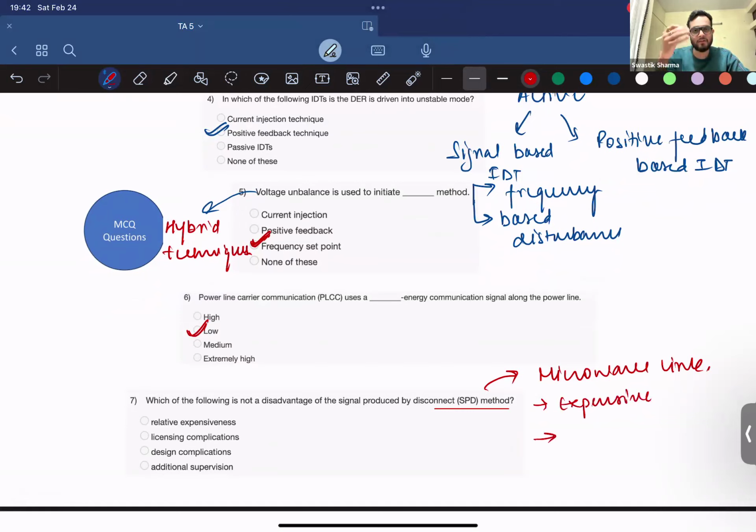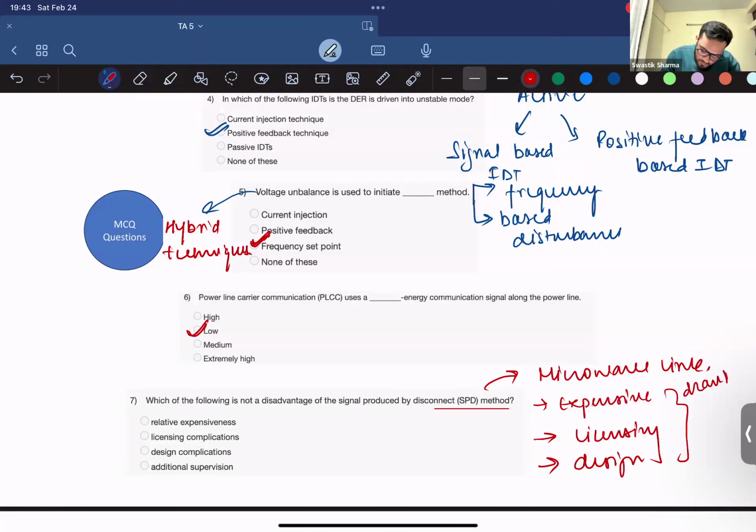Second, since you are using a radio frequency based communication system, you need to license that frequency as well. You've heard people talk about 2G, 5G spectrum, right? These are options for different bands of frequencies. So you need to license the frequency to be able to send signals on that frequency. So you have licensing as well. And then you have to design components, so there are design complications as well. So these three are the major disadvantages with your SPD method.